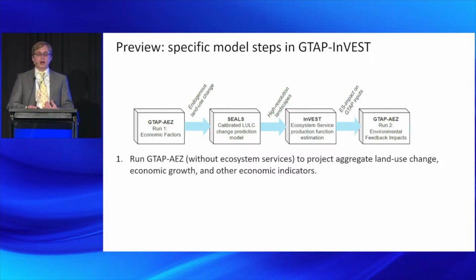We're going to start by running our model once, GTAP-AE, I'll say what that is, but we're going to project into the future. And this gets us, among other things, a critical variable, which is an endogenously determined calculation for how much land use change we would expect. That becomes an input into a land use change model we call SEALS.